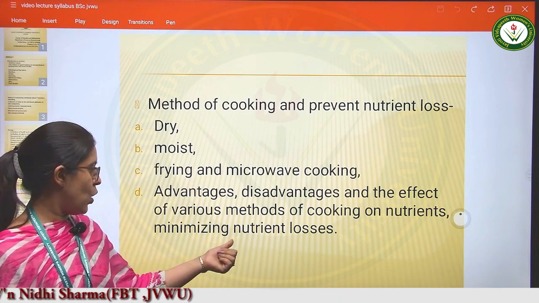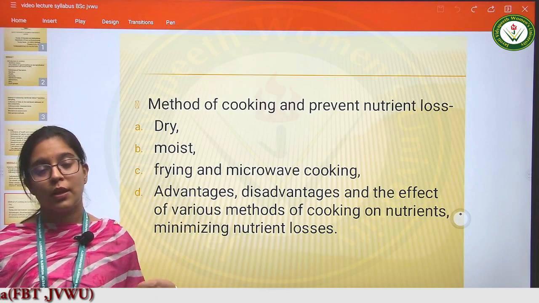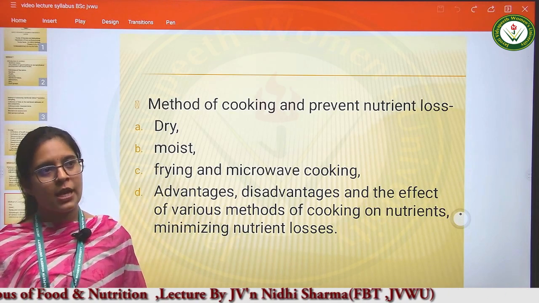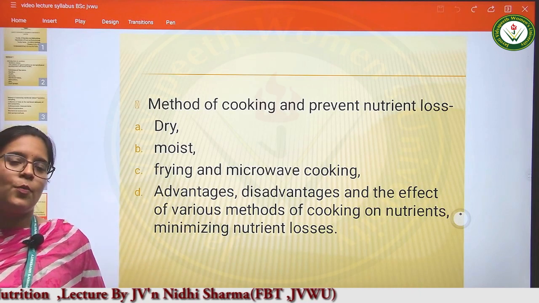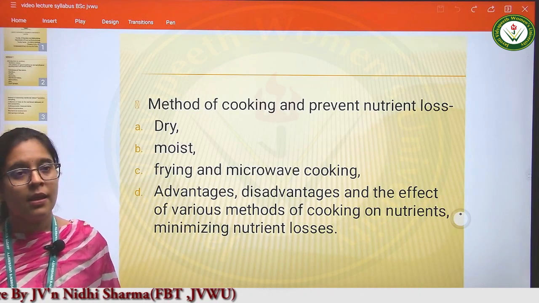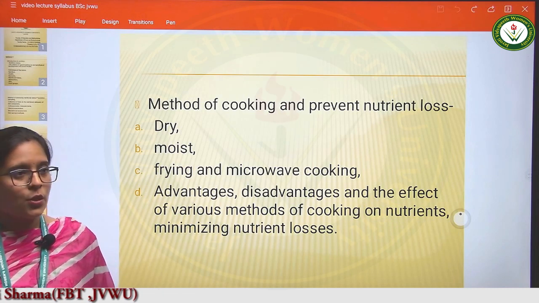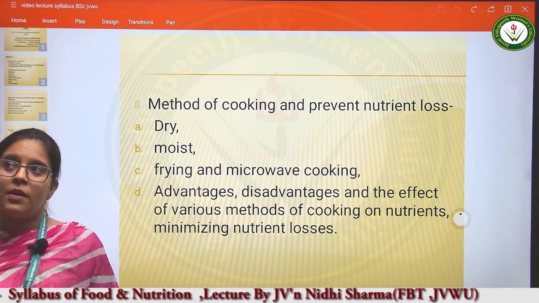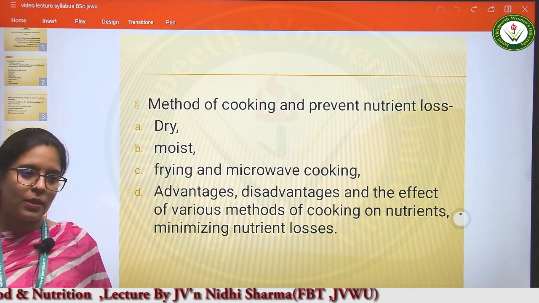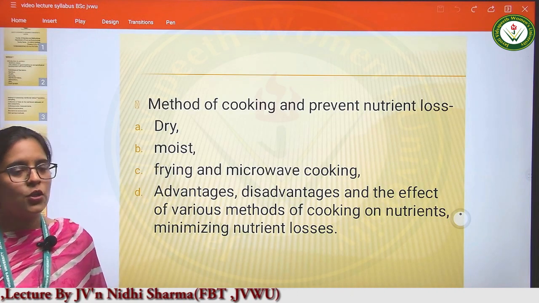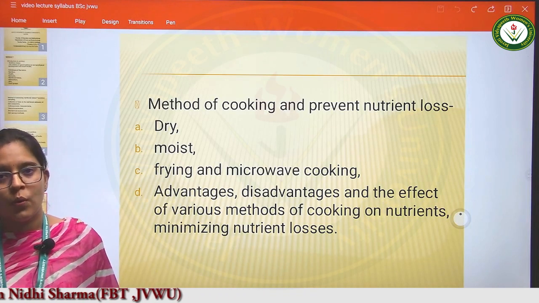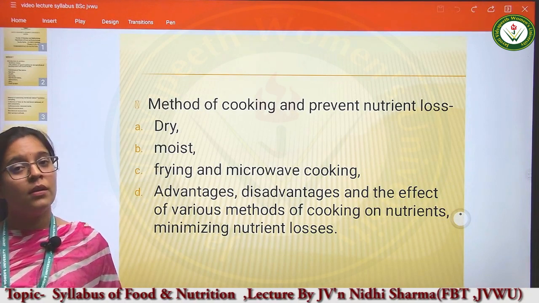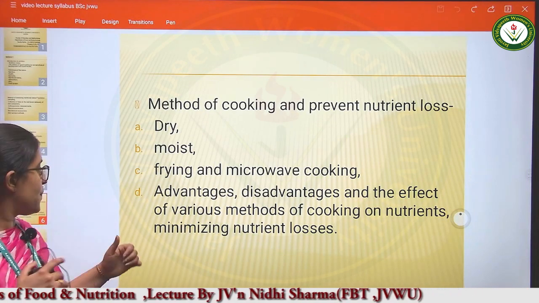Along with minimizing nutrient loss, we also have to maintain the texture, the flavor, the color of the food product. If the food is not in the proper texture, then it won't look appealing, and the consumer won't accept it. So along with ensuring there is no nutrient loss, we should also take care that there is no deterioration of the texture, the color, the shape, the flavor of the food product.